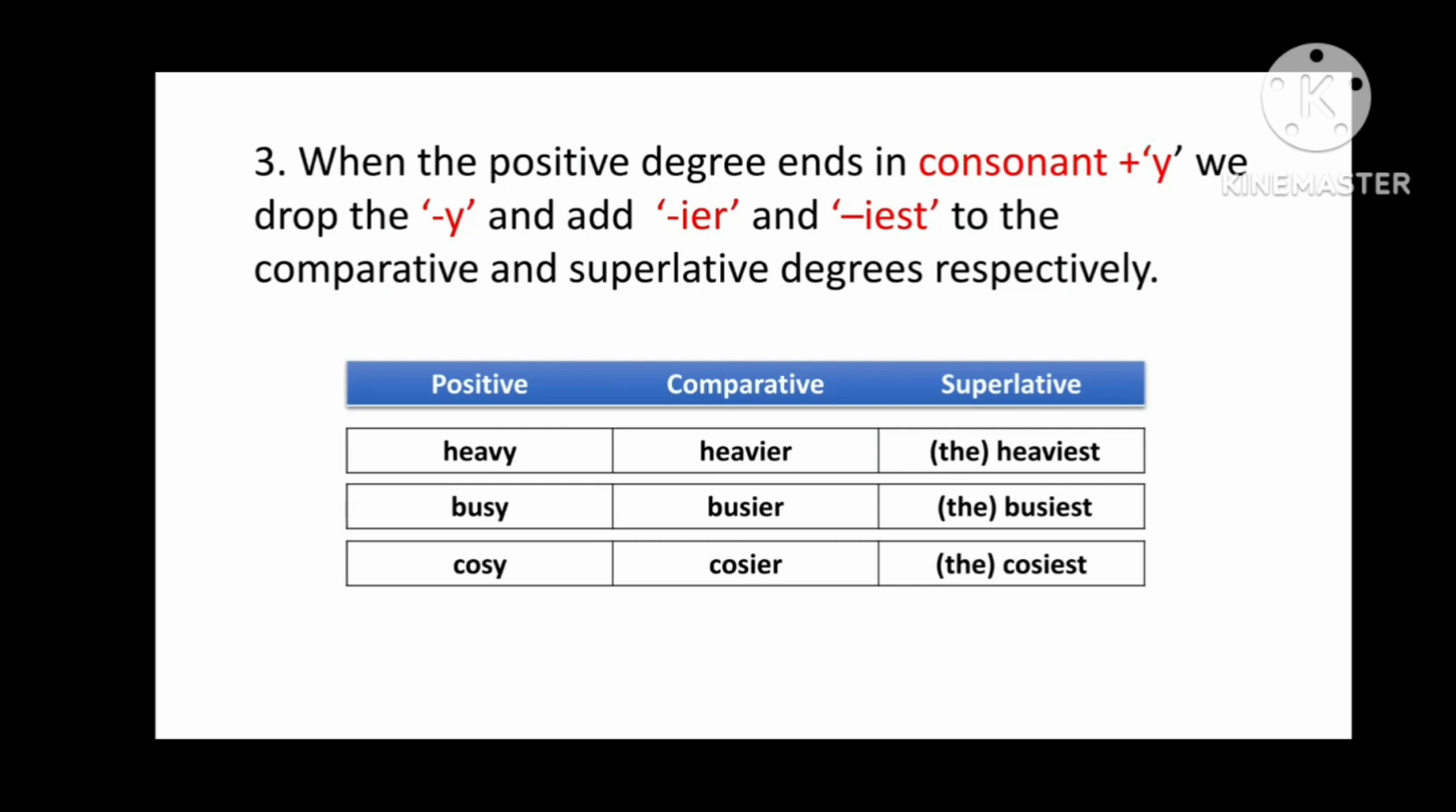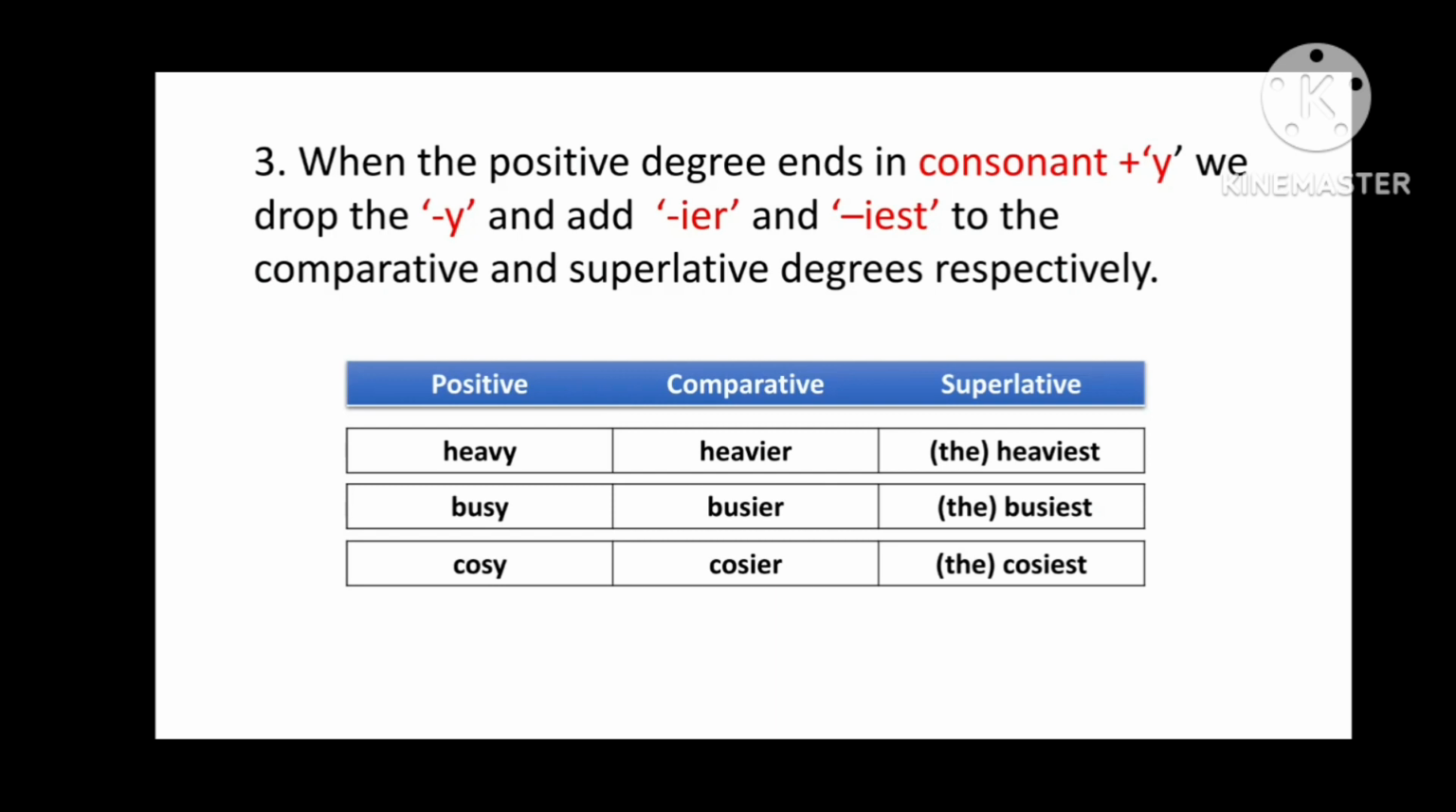Next rule, when the positive degree ends in consonant plus Y, we drop the Y and add IER in the comparative degree and IEST in the superlative degree. For example, heavy. In this word, there is Y in the end and there is V before Y, which is consonant. Hence, in the comparative degree, we will drop Y from heavy and Y will be replaced by IER. So it becomes heavier. And in the superlative degree, we will drop Y and we will add IEST. Hence, the superlative degree will be the heaviest. Similarly, busy, busier, the busiest.